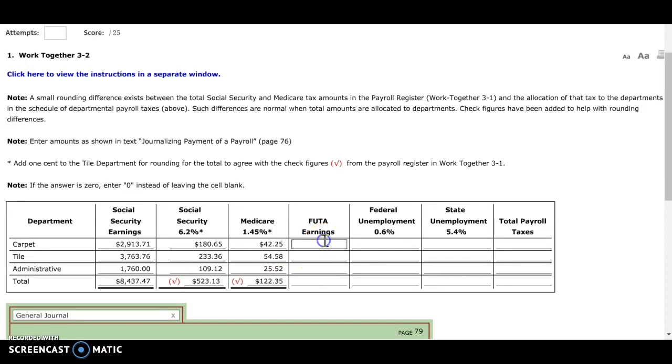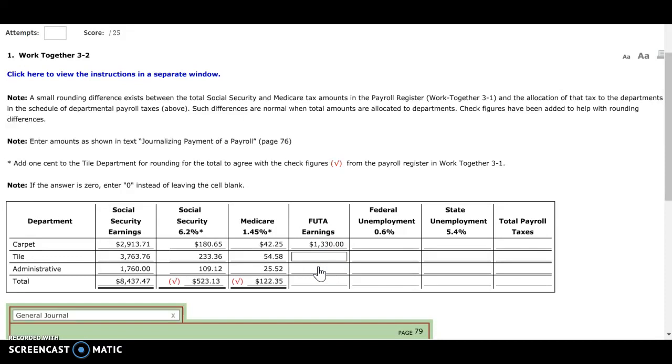Okay, next I'm going to be looking at my FUTA earnings. For the FUTA earnings, we're actually going to have to look into our directions, and when we look at number 1, it tells us that no employees have earned more than the Social Security tax base. We already figured those out. But it does say unemployment taxes are due on the following earnings for this pay period. So it says carpet is 1,330. That is our FUTA earnings then.